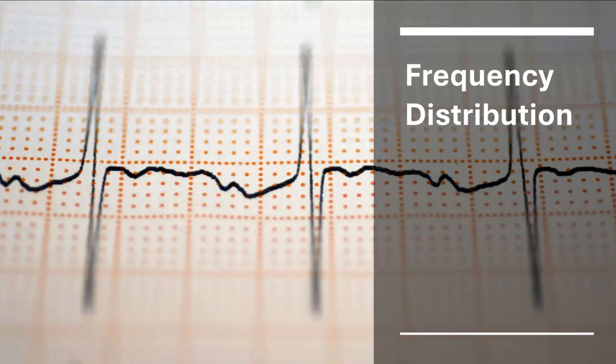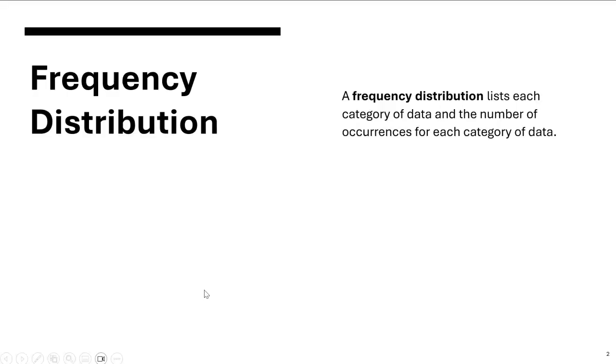And so what exactly is a frequency distribution? A frequency distribution lists each category of data and the number of occurrences for each category of data. So remember, we just said that qualitative data puts the data into categories. Well, with the frequency distribution, you're going to show every possible category and the number that you have in each category. That's what a frequency distribution is.